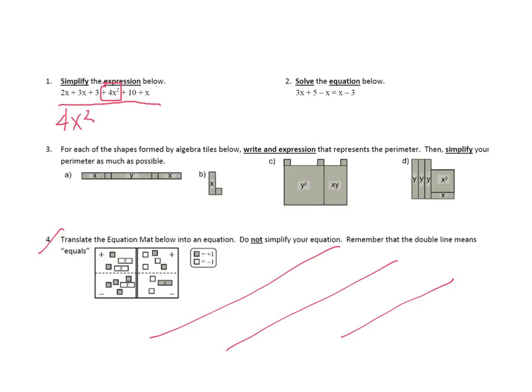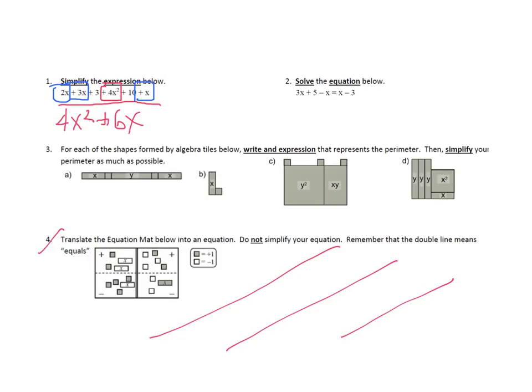Then I'm going to switch to a different color because it helps us understand. I've got 2x plus 3x, and then actually over here I have yet another x. So 2 and 3 are 5, plus 1 is 6. So that means I have a total of 6 x's. So I'm going to write plus 6x.